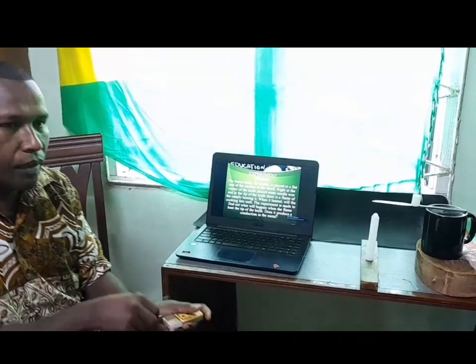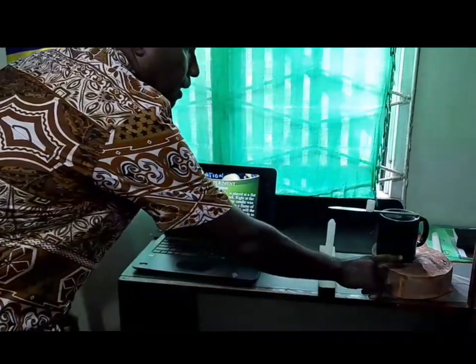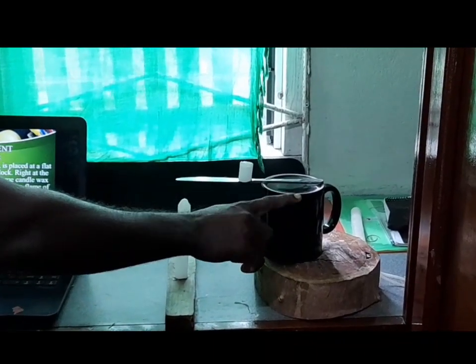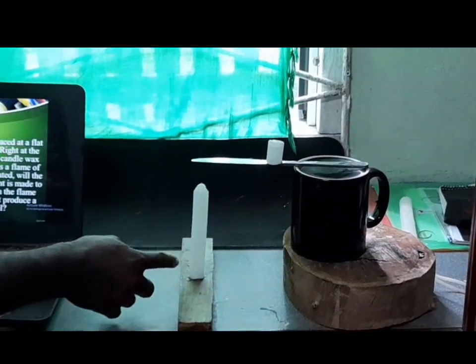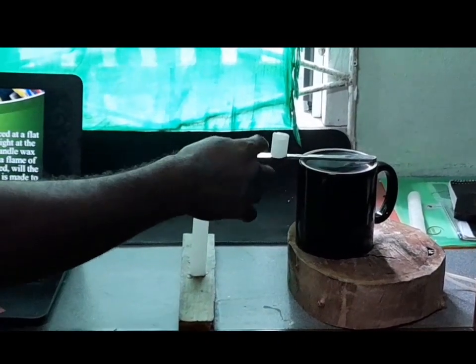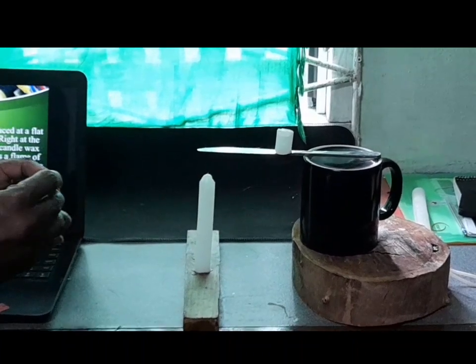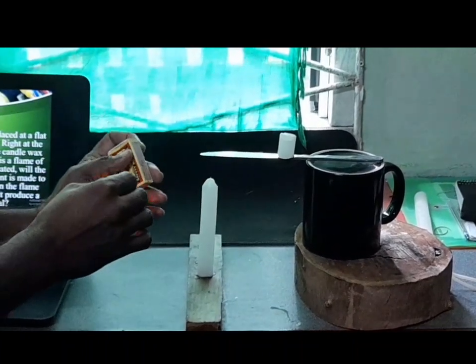Experiment. Okay, as I said, this is the block. Instead of wood, because we don't have enough wood here, we improvise. We get this cup. And then this is the candlestick, the butter knife, and this is the wax. Let's see what's going to happen to the process.